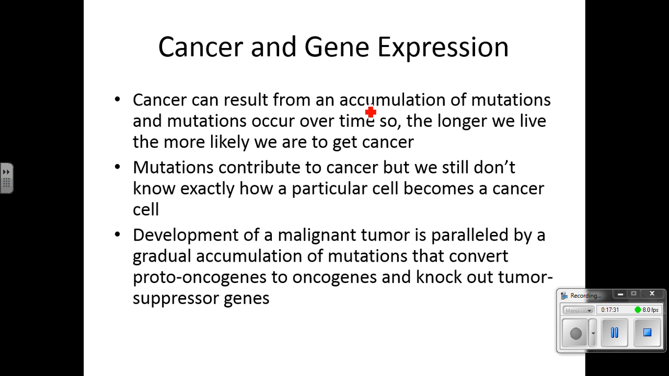Cancer can result from the accumulation of mutations, and mutations occur over time. So the longer we live, the more likely we are to get cancer. It's interesting because we wonder if the incidence of cancer is really going up, or if we're just diagnosing it better, or if we're seeing it more because we're living longer. And I think it's a combination of all of those things.